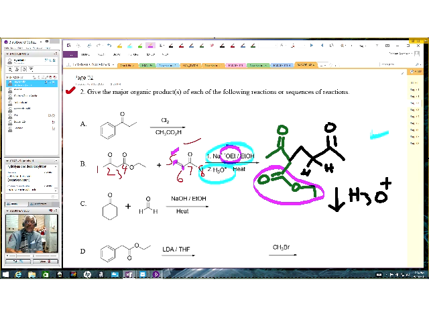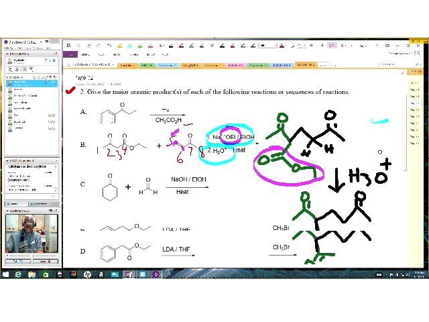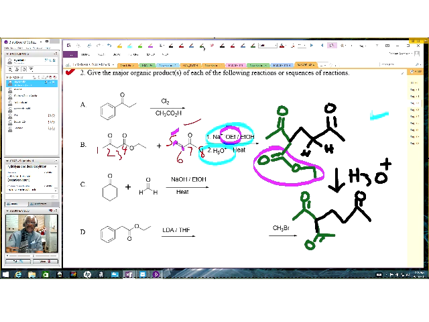Okay, so take our pen. Now we now have this here. This in a green pen. This here. So we now have this here, and this here. So now we form our carboxylic acid.